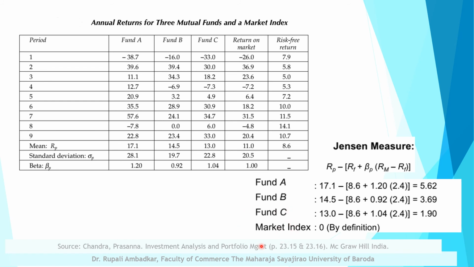If you notice, the alpha for the market index is 0. It must be noted that the Jensen's alpha for the market portfolio will always be 0. This is because the beta factor of the market portfolio is 1, and if we put 1 as beta in the equation, we will get the market return only. So hence the Jensen's alpha for the market portfolio will always be 0.